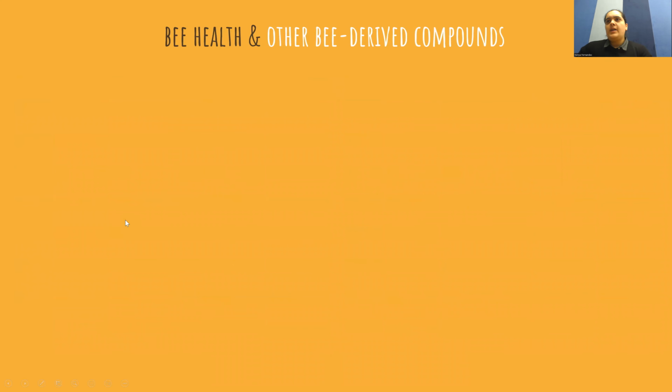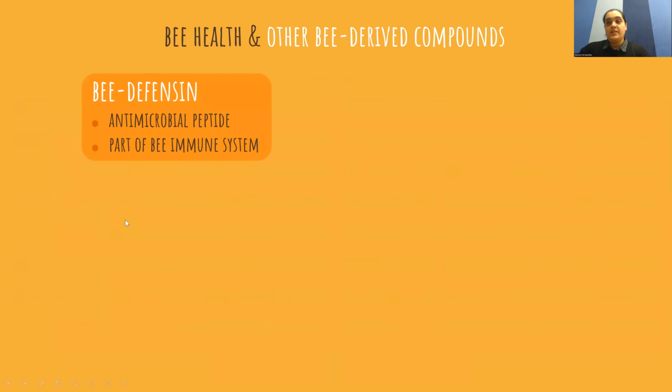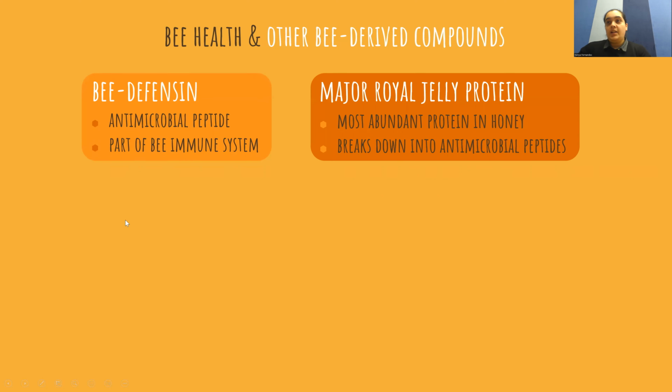So next we have a look at other bee-derived compounds in honey. So what are these compounds? Well, one major one is bee defensin. This is an antimicrobial peptide that is part of the bee immune system, and it has activity against a wide range of bacterial pathogens, including the bacteria responsible for European foul brood. There are several other antimicrobial peptides that are part of the bee immune system, but these are not as well understood as bee defensin. So we also have the major royal jelly proteins.